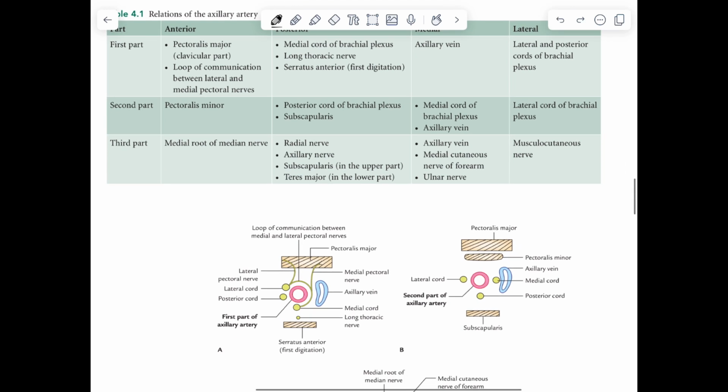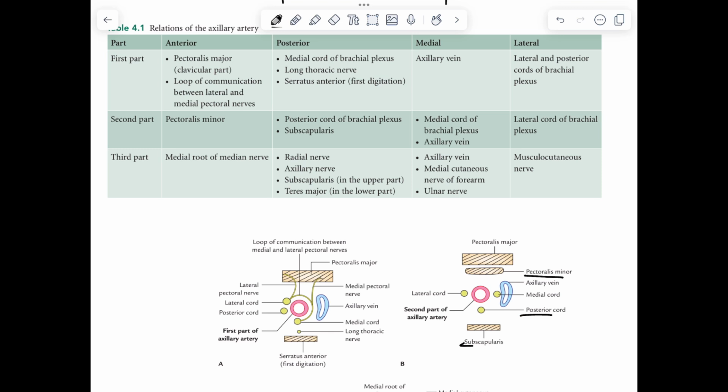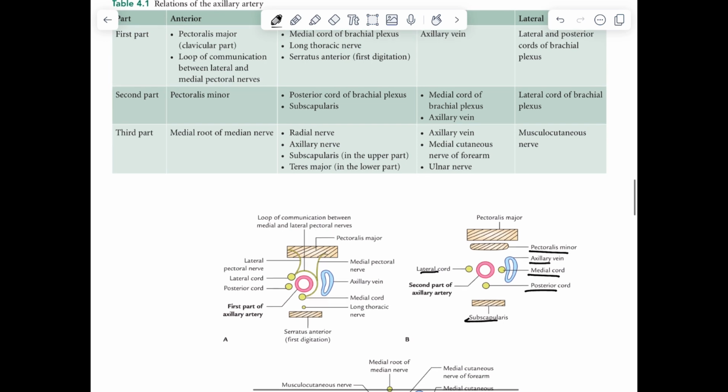So, the second part. Anterior to the second part of the axillary artery is the pectoralis minor muscle. I told you it is deep to the pectoralis minor. The posterior cord is posterior, the lateral cord is lateral, the medial cord is medial. So the cords of the brachial plexus are named in relation to the second part of the axillary artery.